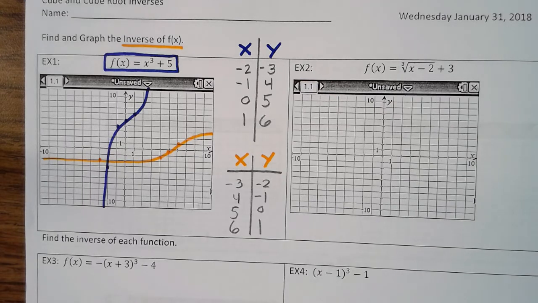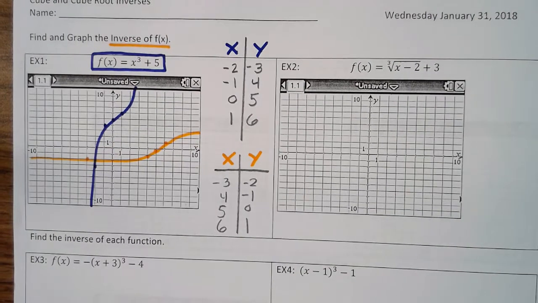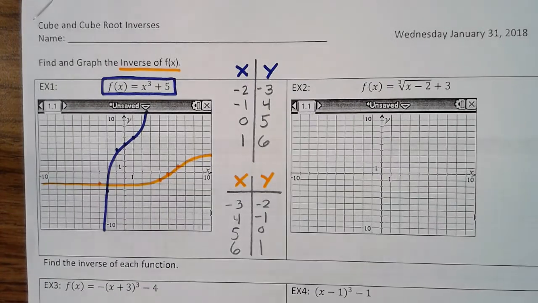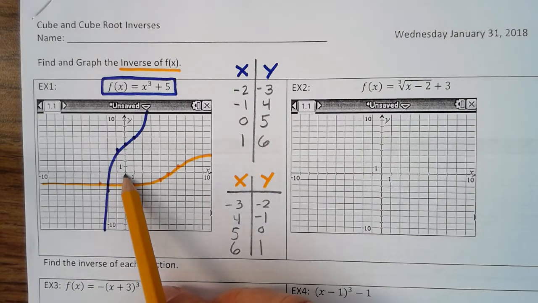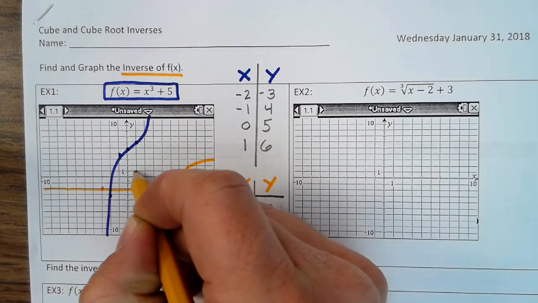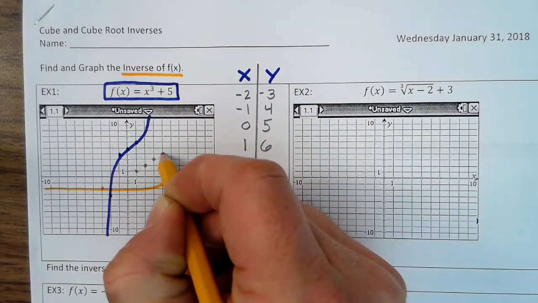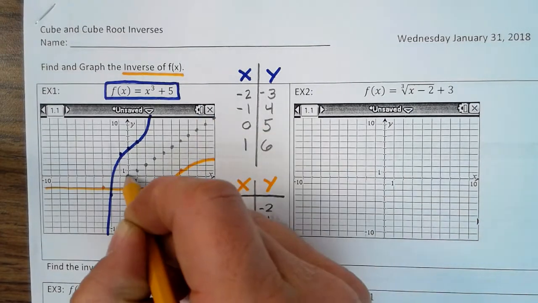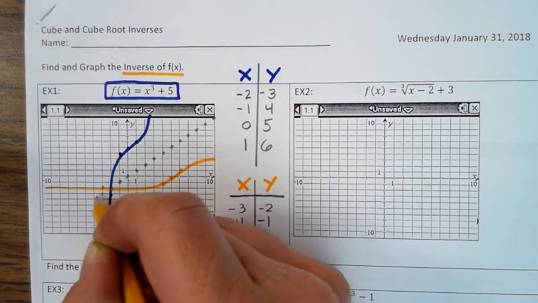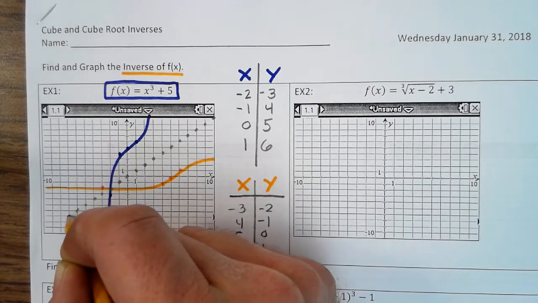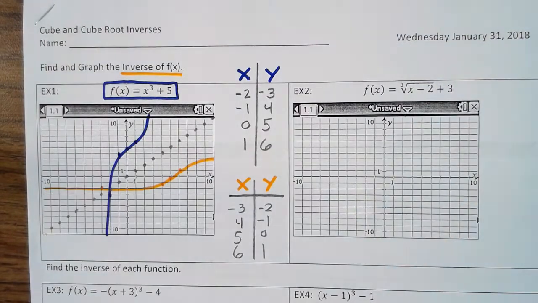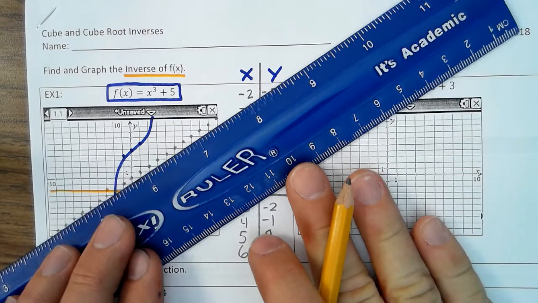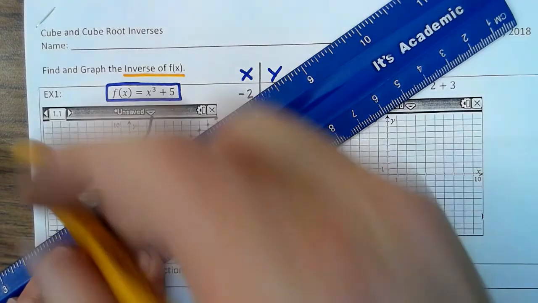All right. So example 2. Oh, almost forgot. We want to show that it reflects over the y equals x line. So y equals x is 1, 1, 2, 2, 3, 3, 4, 4, 5, 5, 6, 6, 7, 7, 8, 8, 9, 9, 10, 10, and so on. And you can see that it does reflect over the y equals x line, so these are in fact inverses.